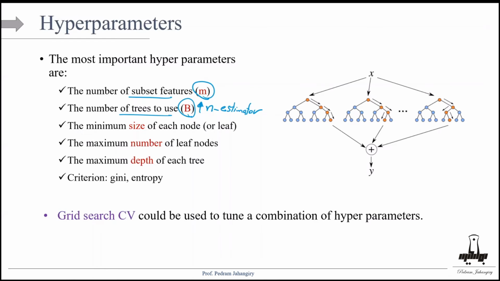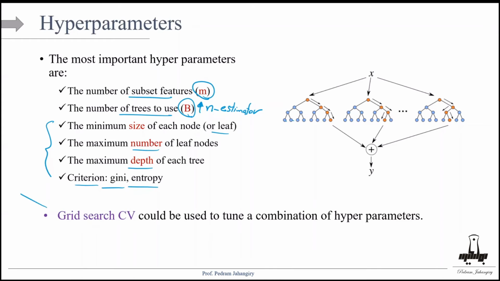Then the rest of them, we have seen these things before. The minimum size of each node, each terminal node, the maximum number of leaf nodes, the maximum number of terminal nodes, so how many terminal nodes we want to see, the maximum depth of the tree, and remember depth was the longest path from the root node to the terminal node. And finally, we can play around with the criteria itself. If it is classification, we will use either Gini or entropy. If it is regression, there's no choice. We can always use RSS, mean squared error or RSS.